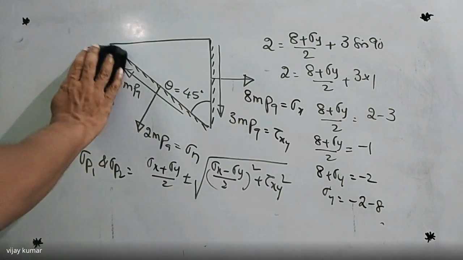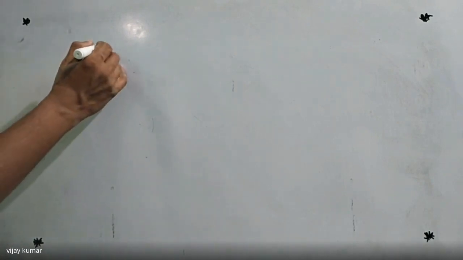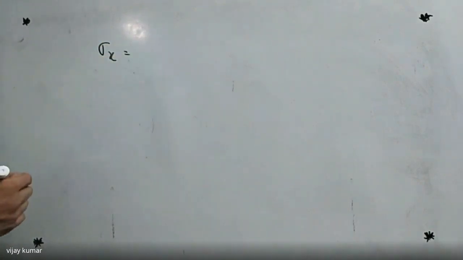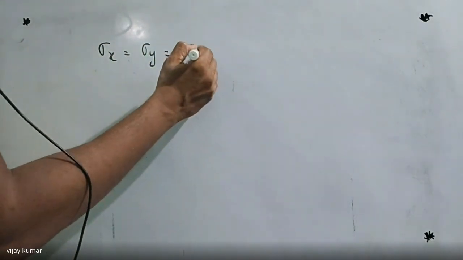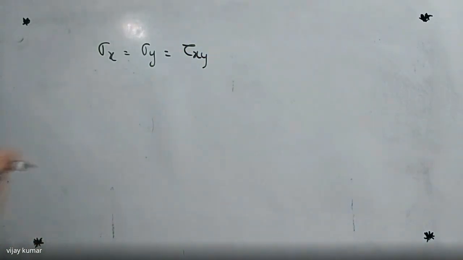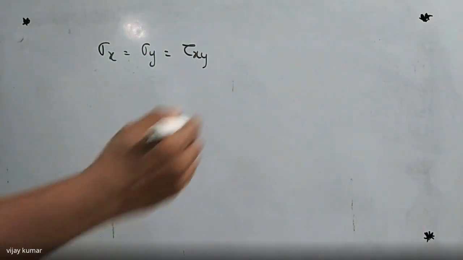Right. So this is another example problem which was given in the GATE examination. One more question is given like this, so please take care about this thing now also. Listen carefully. Sigma x is equal to sigma y is equal to tau xy. All are the same value. So sigma x equal to sigma y equal to tau xy, that means all values are the same.